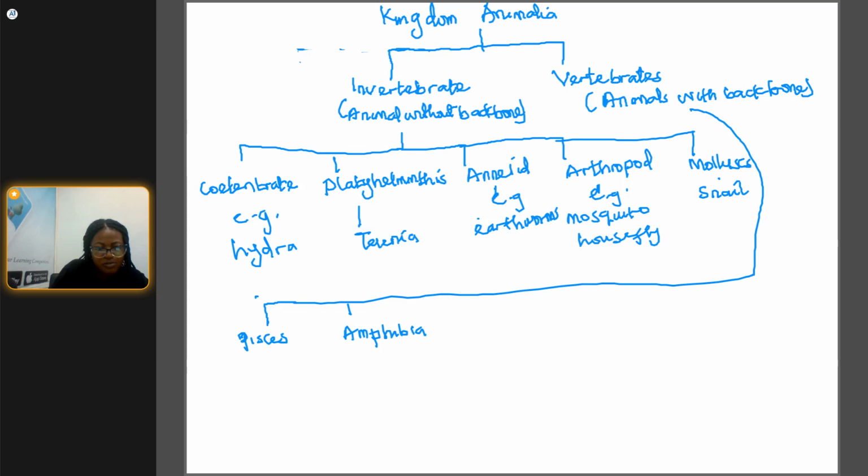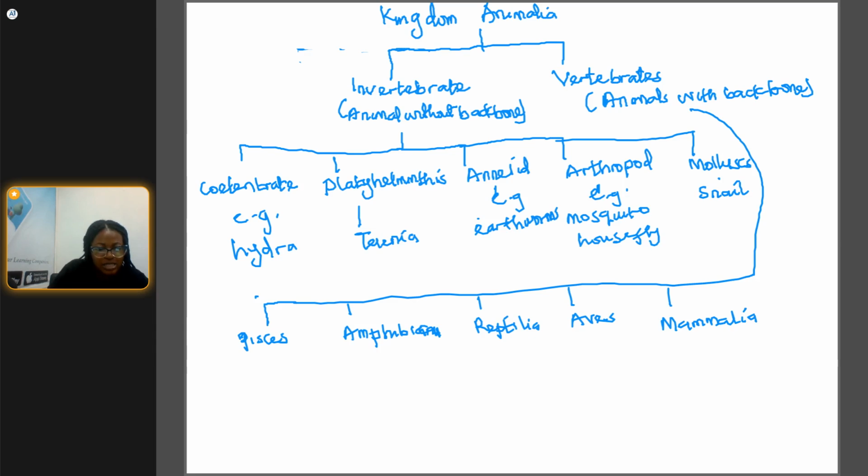We have the amphibians. We have the reptiles. Okay, but they are classes. So let's say Reptilia. This is Amphibia. Okay, this is Aves, and this is Mammalia. Okay, so these are the major classes under vertebrate, right?